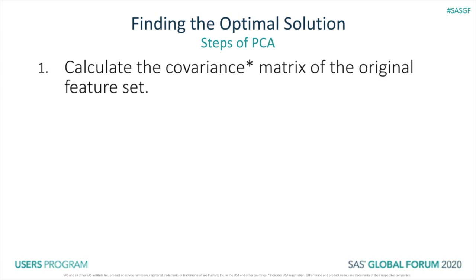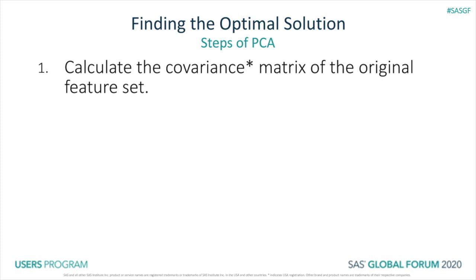So here are the steps. The first step is we're going to calculate the covariance matrix of the original feature set. I've starred the word covariance there because there's a number of situations where the correlation matrix is actually preferable. Any implementation that I mentioned where you could be using this gives you the option of choosing between the correlation or the covariance matrix. For our purposes in the example we're looking at, we'll illustrate use of the covariance matrix.